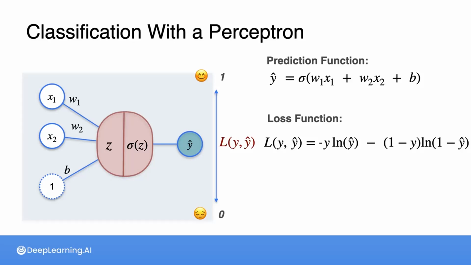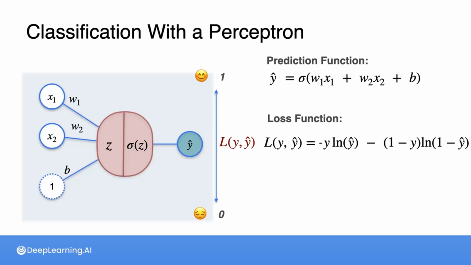And you can see that if y is 0, then this is small when y hat is small and large when y hat is large. And if y is 1, then the opposite happens. When y hat is close to 1, this function is small, and when y hat is close to 0, this function is large. In other words, this L of y hat is a large number if y and y hat are far away from each other, and small number if they are close to each other.